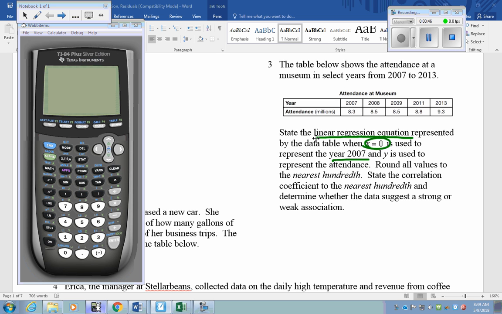They also want us to round to the nearest hundredth, and then state the correlation coefficient, which is the r value, to the nearest hundredth. And they want us to determine whether it's a strong or weak association between those values.